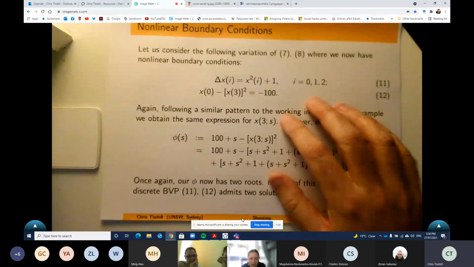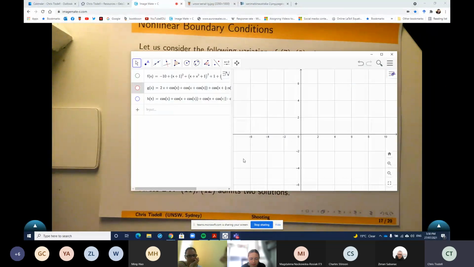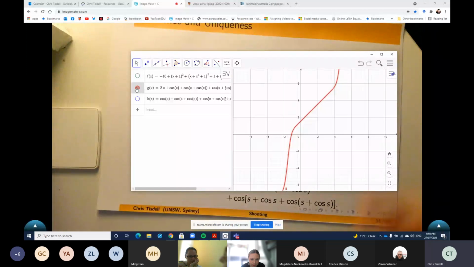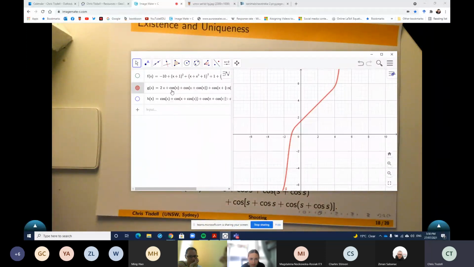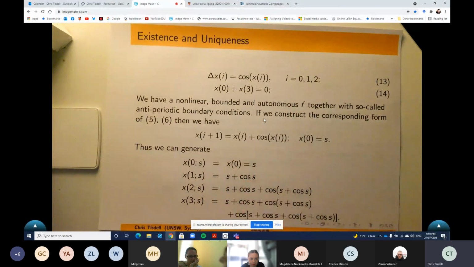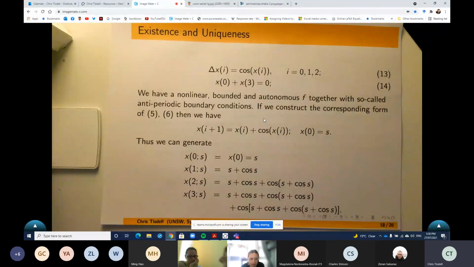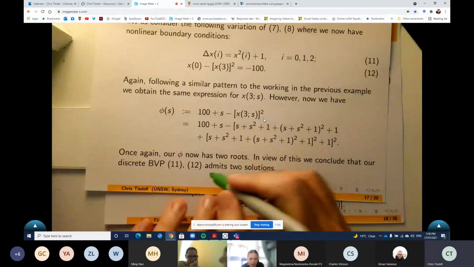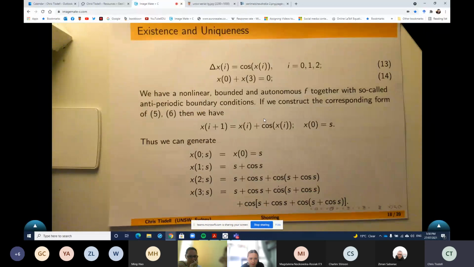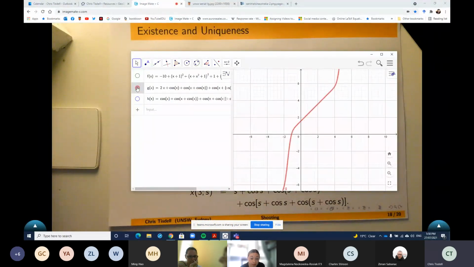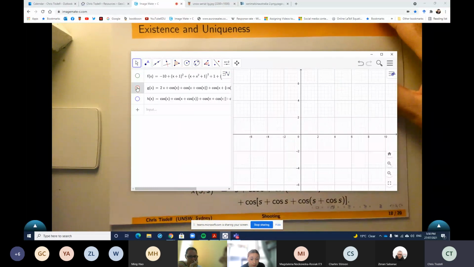You can do the nonlinear boundary conditions as well. What happens in that case? 1 solution. Existence and uniqueness? Sure. Sorry, no, I messed that up. That was 2 solutions. I didn't do a graph for that. I got my graphs mixed up, sorry. So this one has 1 solution.